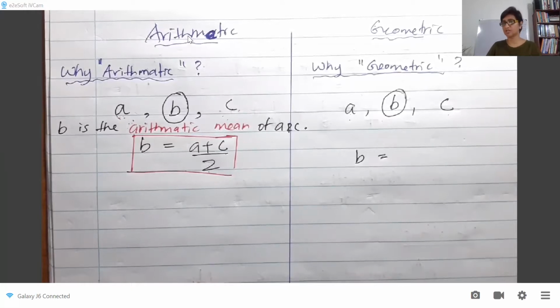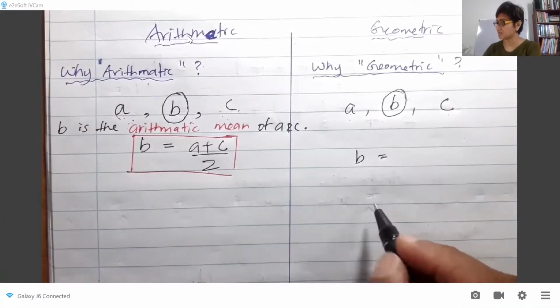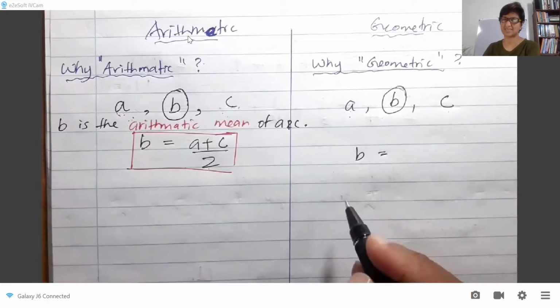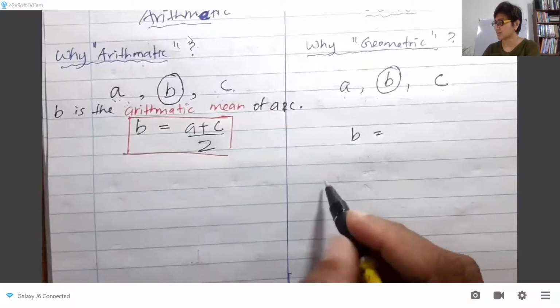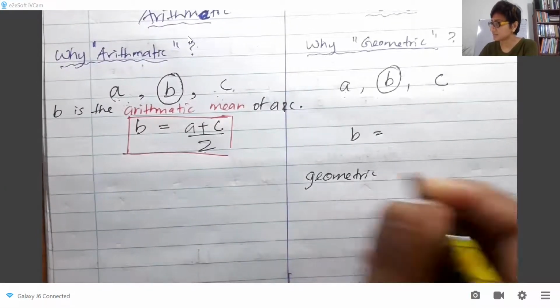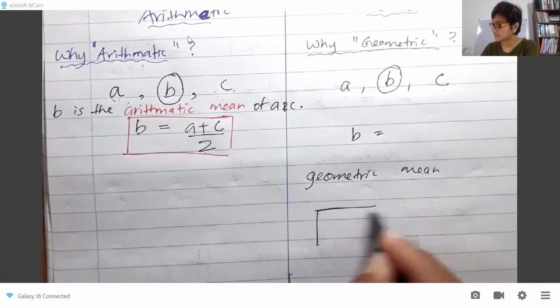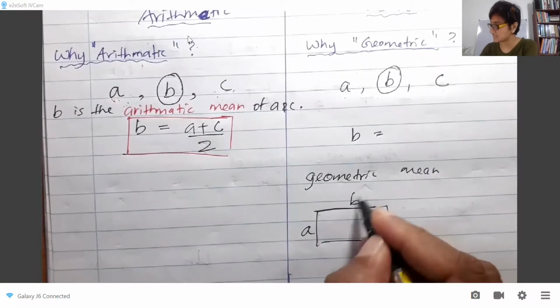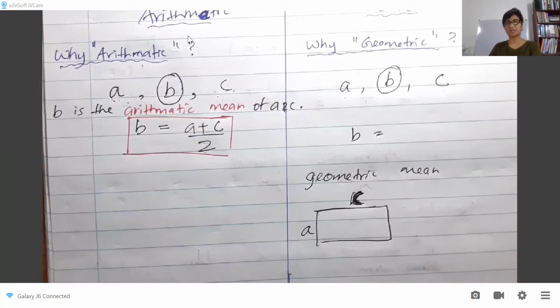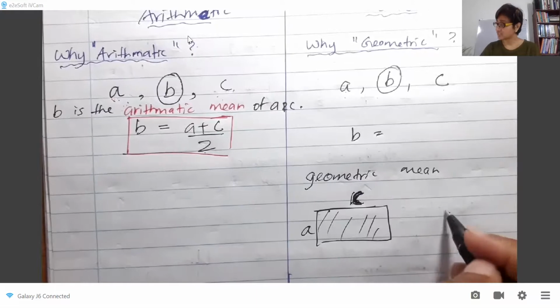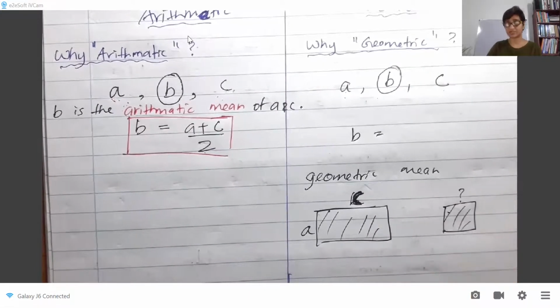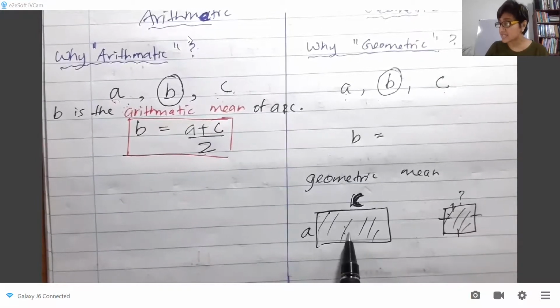Now, if you didn't know this before, you would still be wondering why it is called geometric, right? That's the meaning of geometric mean. Let me just tell you this as additional knowledge. This is not in the syllabus. I'm just telling you what geometric mean means. Say you have a rectangle whose side lengths are A and C. Can you tell me the side length of a square, with all sides equal, whose area is the same as this rectangle? What's the side length of a square that has the same area as this rectangle?